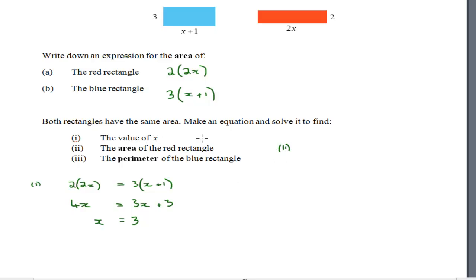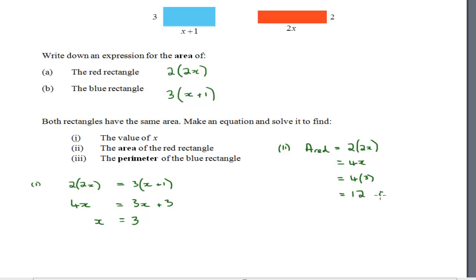The area of the red rectangle, well, let's just put A and then red, so that shows that we're working out the area of the red rectangle. It was length multiplied by breadth. It was 2 lots of 2x, which actually simplifies to 4x. And then it's a good idea to simplify it there, because what we're about to do then is replace this x with what we've just worked out x to be. So over here we figured out x is equal to 3. This means x gets replaced with 3, and 4 lots of 3 is 12.